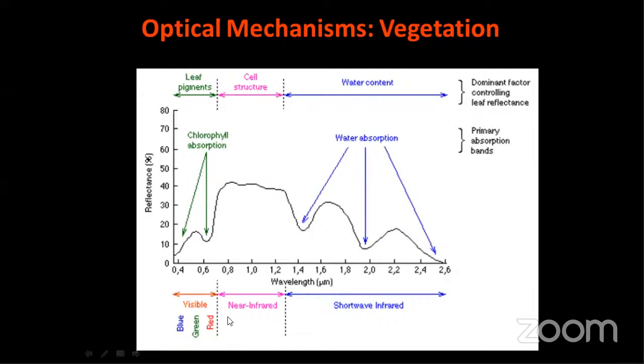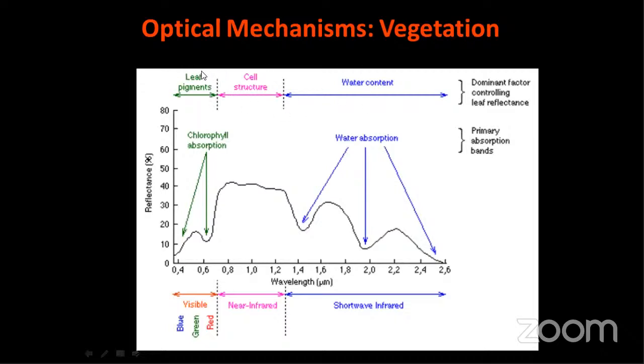micrometer region. So this is called the near infrared, this is called the short wave infrared, and this is called the visible region. So for leaf pigment, you need the visible spectrum. For cell structure, you need the near infrared region, and for water content, you need the short wave infrared region. So this is how the vegetation responds towards the EMR. Once you know what spectral region reflects what, you can use a particular section for the assessment of various things like leaf pigment, cell structure or water content.